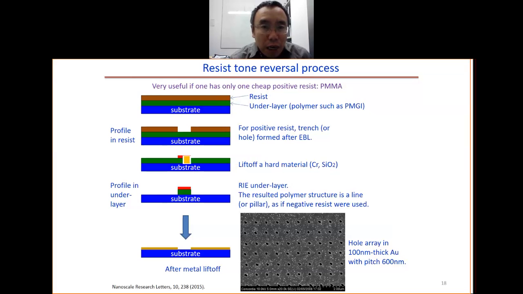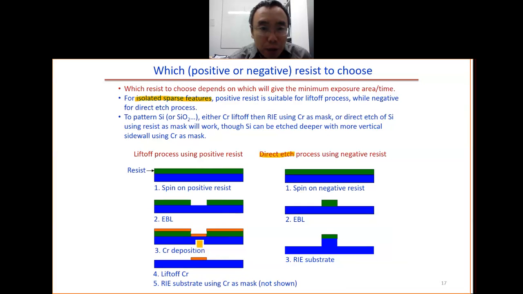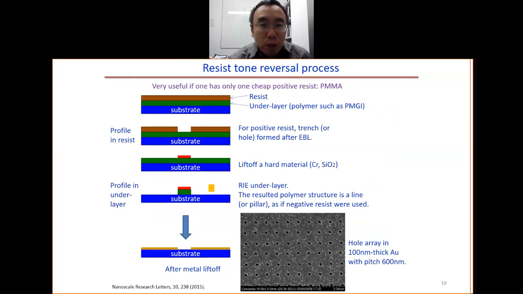Then you use this hard mask material as the mask to etch into the bottom polymer layer. Then you can coat the metal and do the lift-off, and you have the metal coated here. This way, you get the hole pattern in the lift-off. As you can see here, if you do only one lift-off, you get the dot or pillar pattern in the metal. But when you do the double lift-off process, you get the hole patterns in the metal.